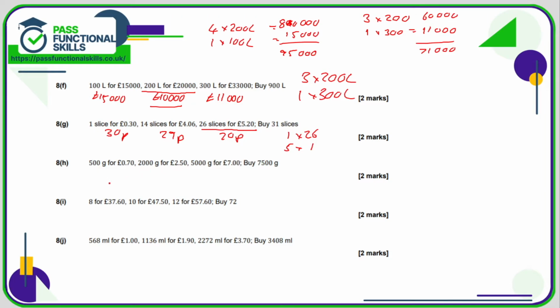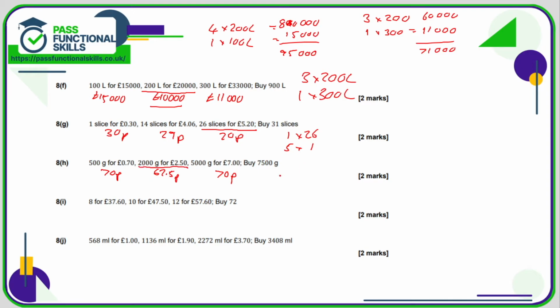For H, I'm going to work out the price for 500 grams. So here it's 70 pence for 500 grams. There are 4 500 grams in 2,000, so I'm going to divide this number by 4, and that works out as 62.5 pence for 500 grams, and there are 10 500s in 5,000. So if I divide this by 10, that works out as 70 pence per 100 grams. So this is the best value for money.